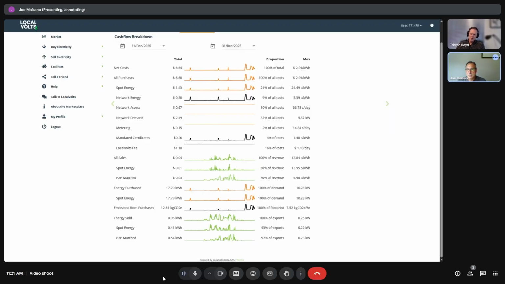Okay, so that would appear underneath energy purchased when that's happening? Exactly, yeah. It would be under the spot energy column. There'd be a peer-to-peer matched column. Okay, what's the column on the far right, the max?